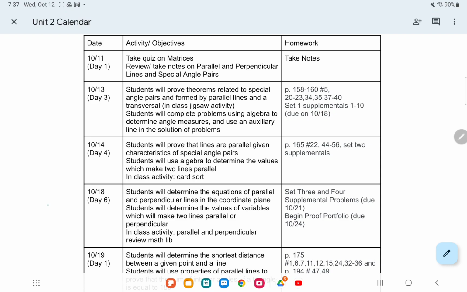On Friday, the 14th, we'll work to prove that lines are parallel given characteristics of special angle pairs, and you'll use algebra to determine the values which make two lines parallel. We'll have an in-class activity of some note-taking and a card sort.